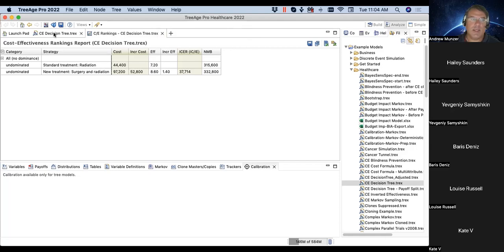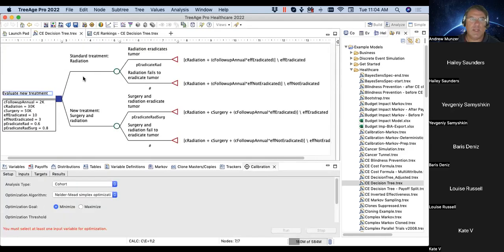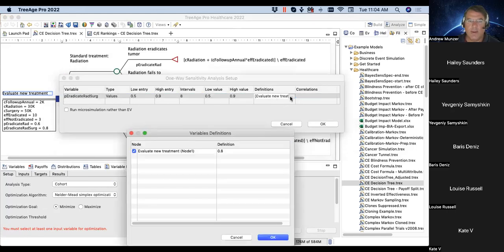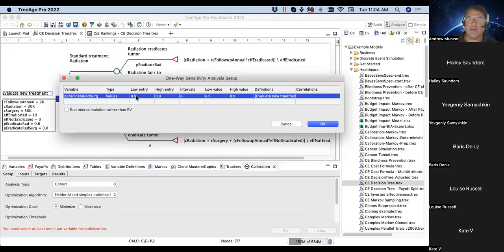So I'm just going to close this and go back here. So let's say we run sensitivity analysis here. And now what we're talking about is, okay, well, there's uncertainty regarding this value. We don't know exactly what it is. We've assumed, and you can see it here, our assumption is it's 80%, that this is going to eradicate the tumor in 80% of our patients that we give this treatment to. But we understand that there's some uncertainty around that, so we're going to run it from 0.5 to 0.9, and I'm going to go ahead and run it.